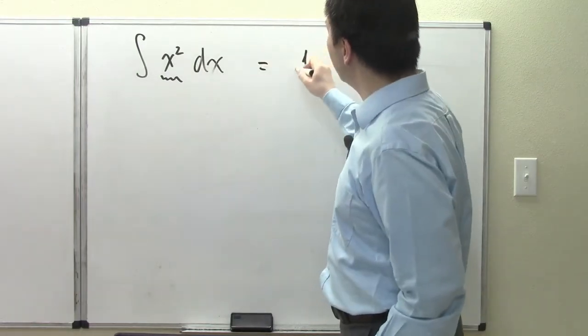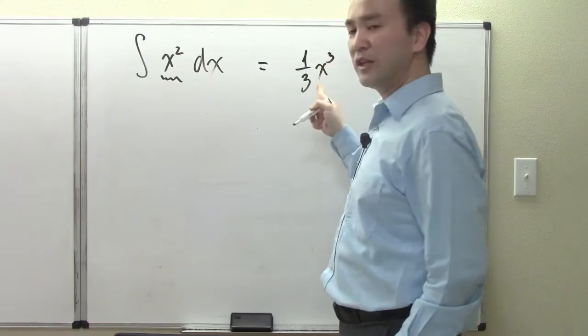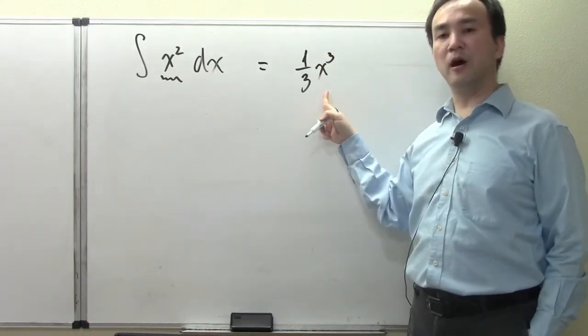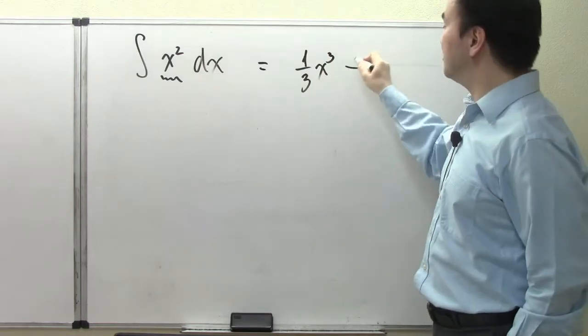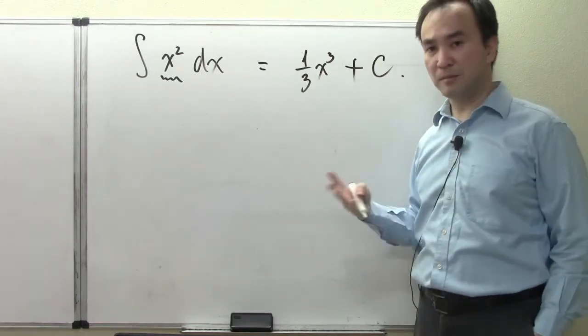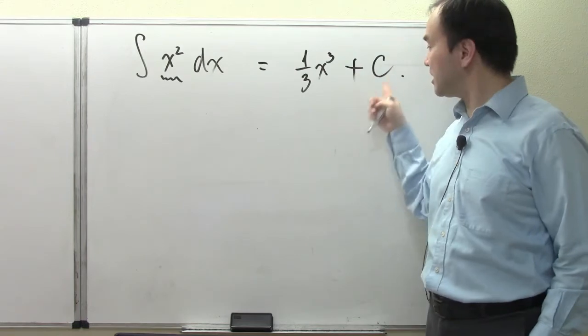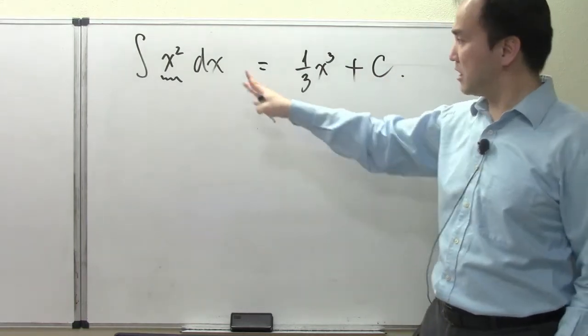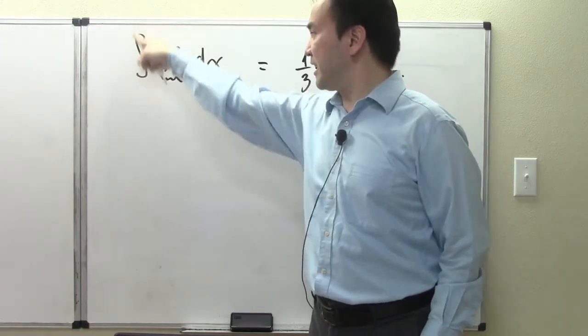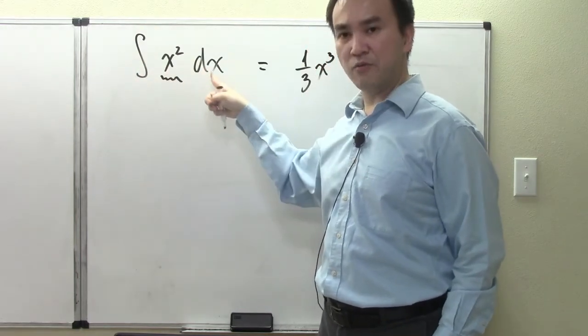It's not only 1/3 x cubed. That was only one antiderivative among infinitely many others. So the legal, correct one now is plus c, because it could be plus 5, it could be plus 10, it could be minus 1,000. But see, now we've done taking the antiderivative of that function with respect to the x variable.